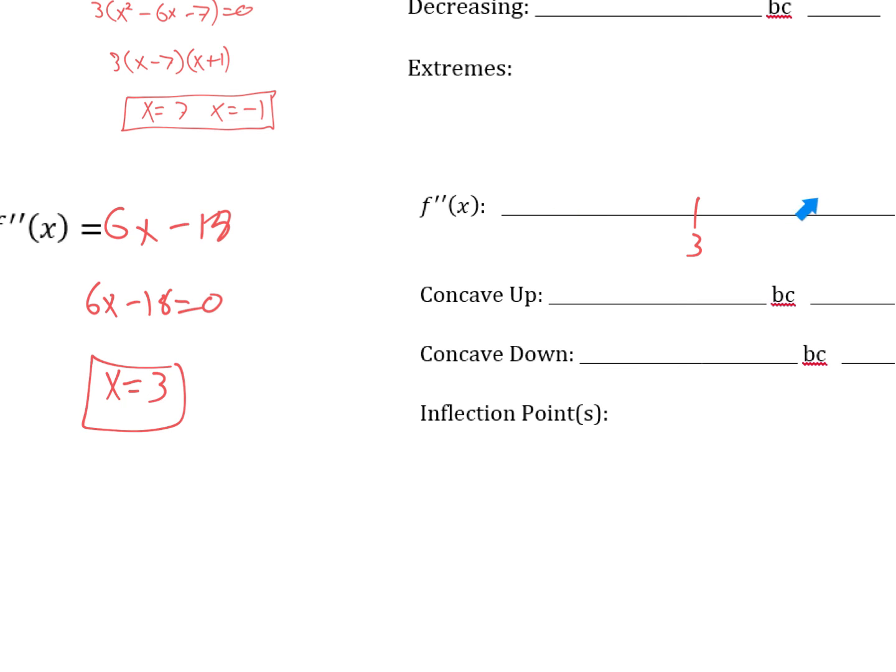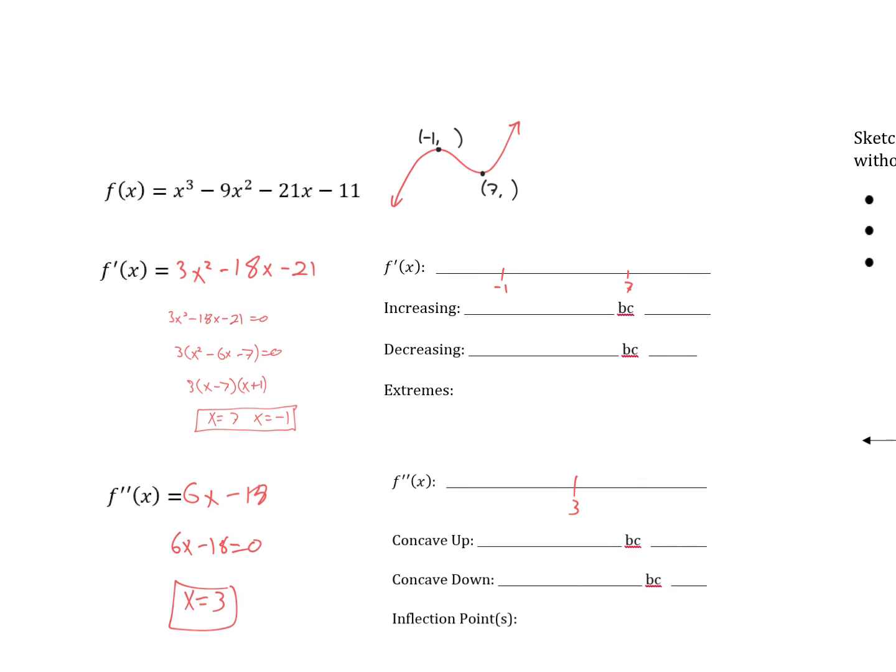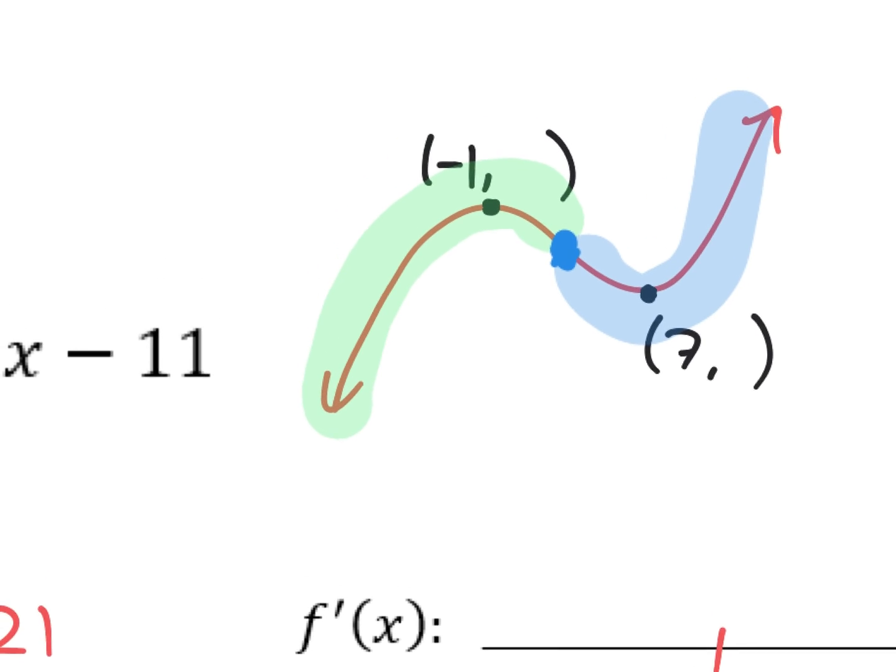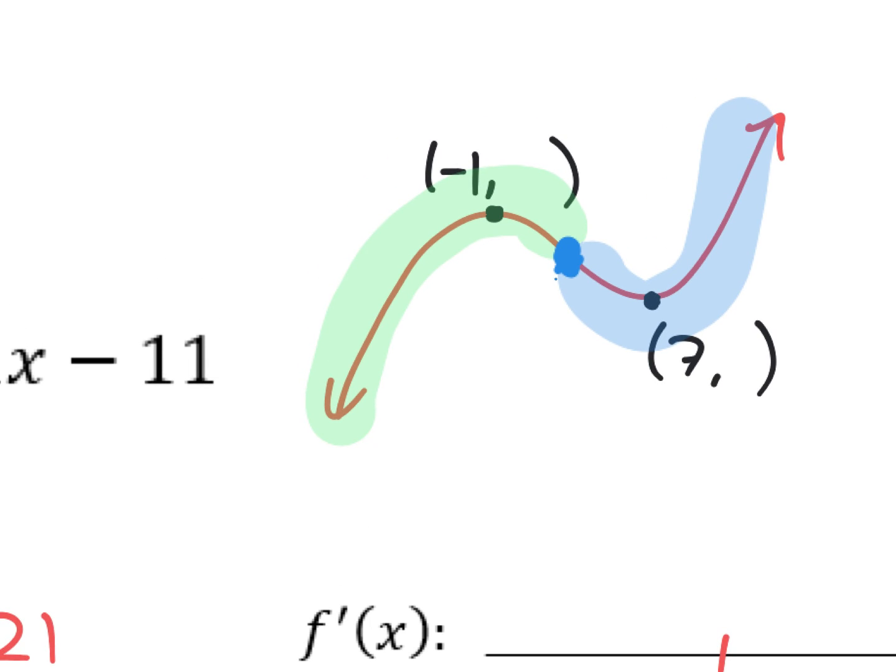Plug in a number greater than 3. 5 would probably be easy here. Positive, negative, what do we get? Knowing what the graph looks like, we can already predict it's going to switch from concave down into concave up. And what we found just now is the moment at which it changes, aka that inflection point, which has a value of 3 comma something.